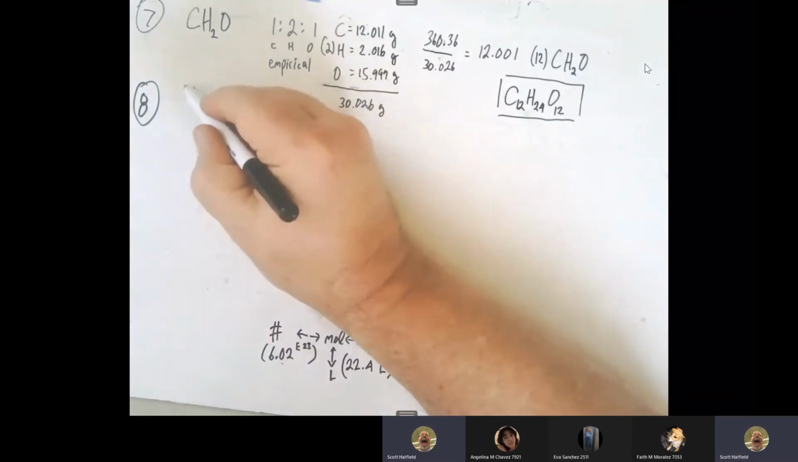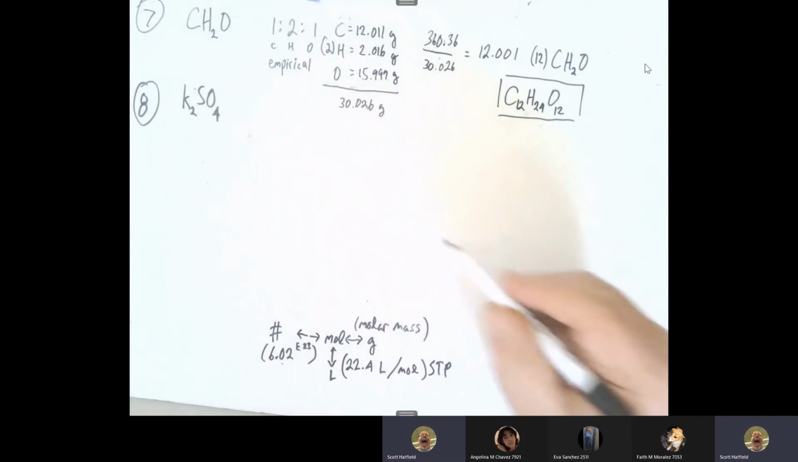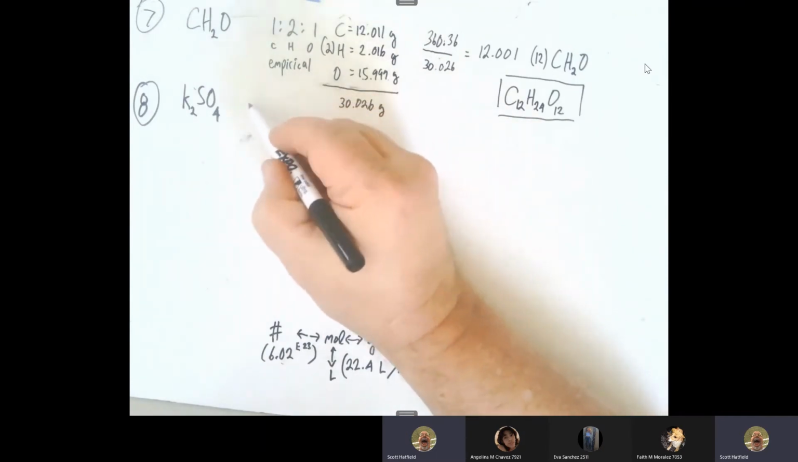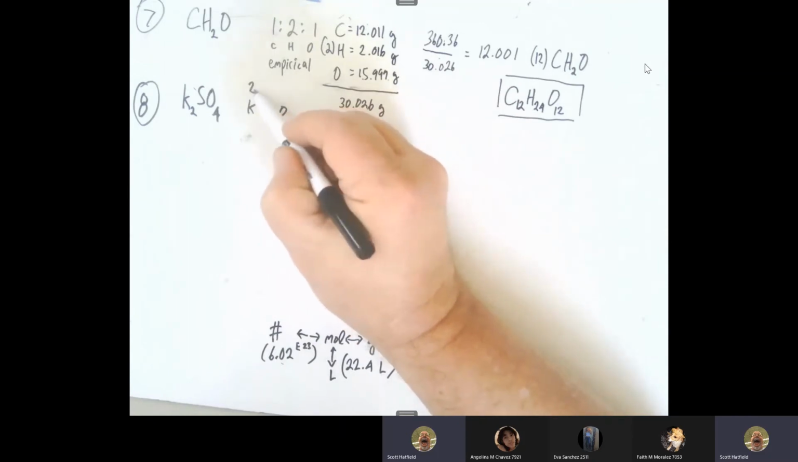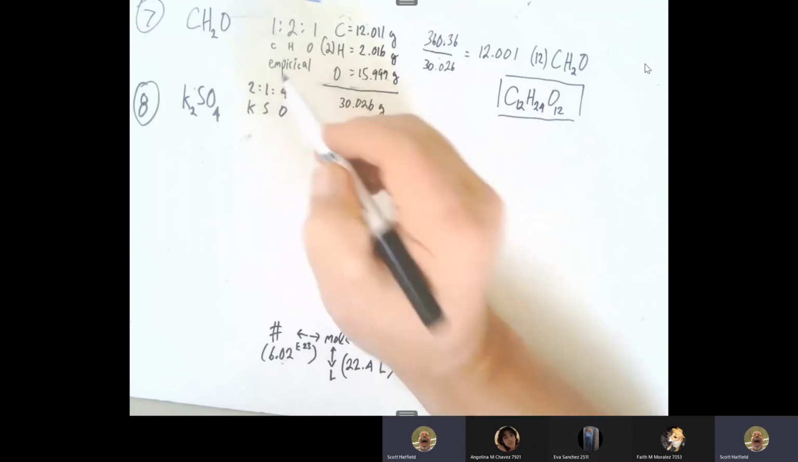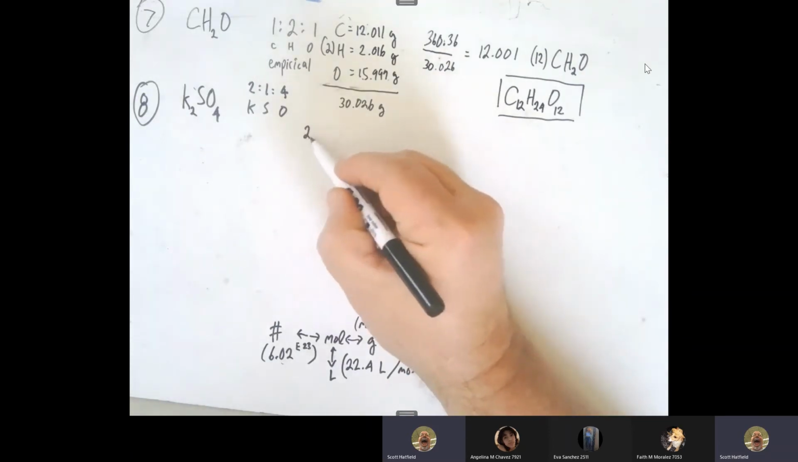And again, the formula we're given says K2SO4, okay? And what this means is we have a relationship between potassium, sulfur, and oxygen. The relationship is for every 2 potassiums, you've got 1 sulfur, and you've got 4 oxygens. Now, that's not the actual number yet. It might be, but we don't know that yet. It's just a relationship. Okay, but we're going to go ahead and figure out what the relationship is.